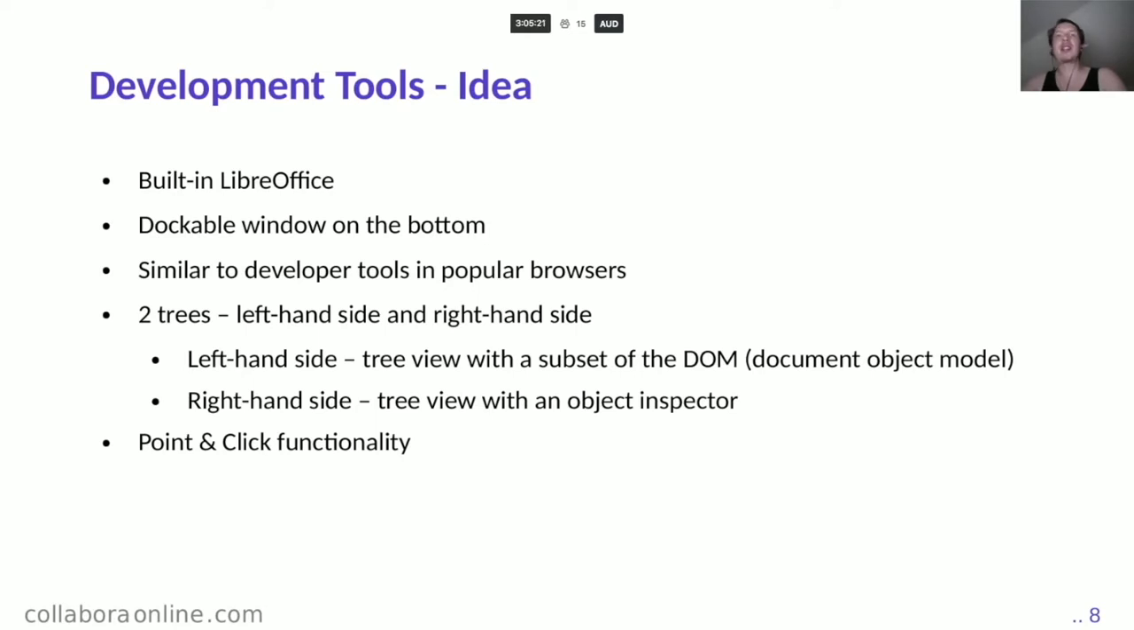On the right hand side, there should be the actual object inspector where we see a lot of properties and information about the objects. It should also have a point and click functionality. This is more like whatever you have currently selected, we should be able to inspect it. So you select an object, like for example a shape, and if you enable this functionality, you select a shape and you can inspect it inside the object inspector.